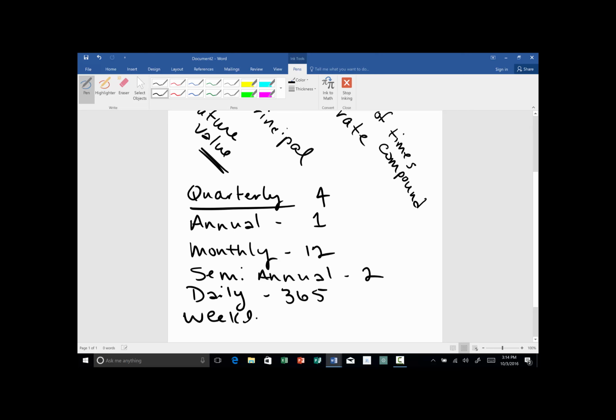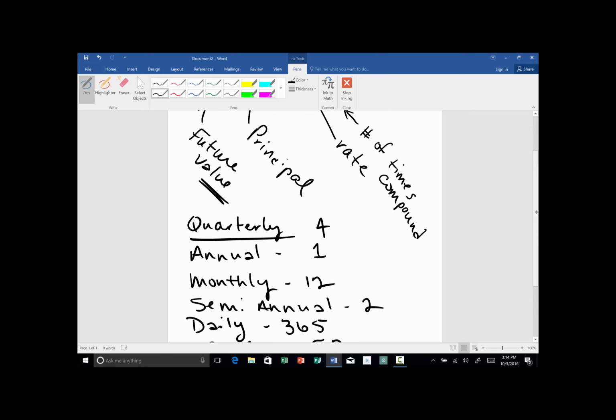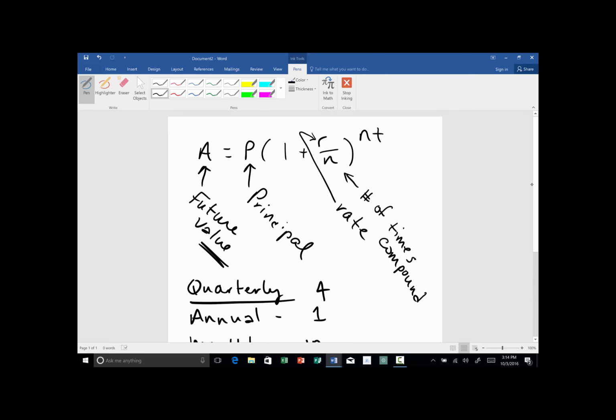Weekly, put a 52 in there for N. So you're making these calculations based on years, so it's going to tell you how many times it's compounded by one of these words that it gives you. So that's what you put in for N, and you'll put that same number here.